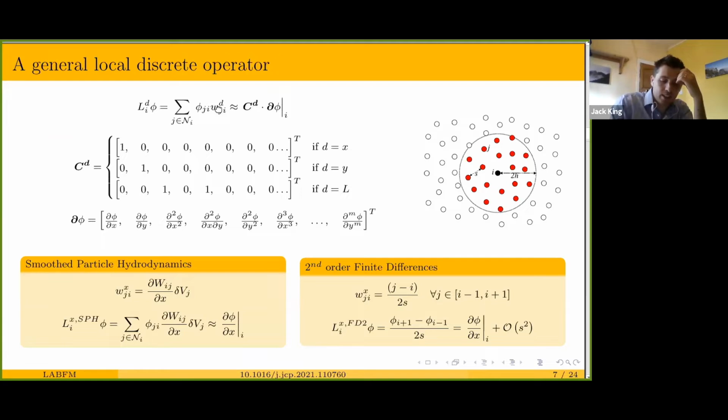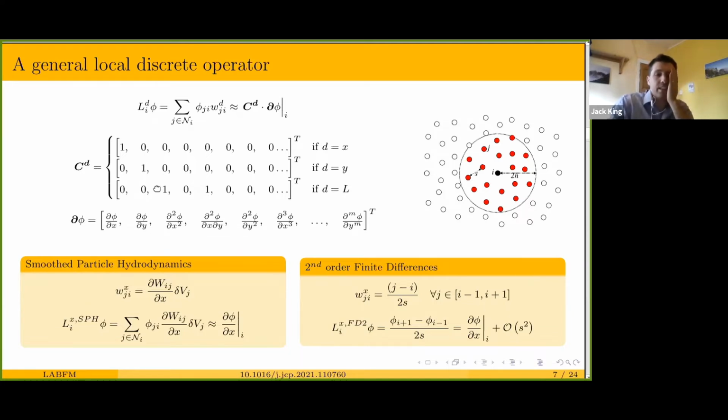Another way of looking at it is that the vector C^D contains the desired moments of these weights, w_ji. So the moments being the x, y, x squared, xy, y squared, etc. For example, if we want to approximate a Laplacian, in an ideal world we'd have the x squared and the y squared moments equal to 1 and all others equal to 0.